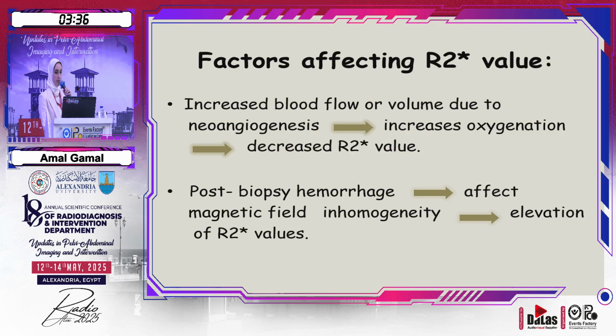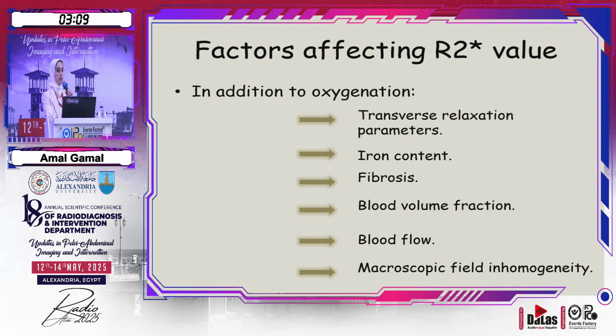Many researches about the BOLD effect in prostate explained the false positive and false negative results by the fact that the R2 star value is affected by multiple factors. For example, in a tumor with neoangiogenesis, there is increased blood flow and volume, and thus increased oxygenation and decreased R2 star. Another explanation was that in post-biopsy hemorrhage, there is an effect on field homogeneity leading to elevated R2 star. Other factors include transverse relaxation parameters, iron content, fibrosis, blood volume fraction, blood flow as we already explained, and macroscopic field inhomogeneity that can be caused by hemorrhage.